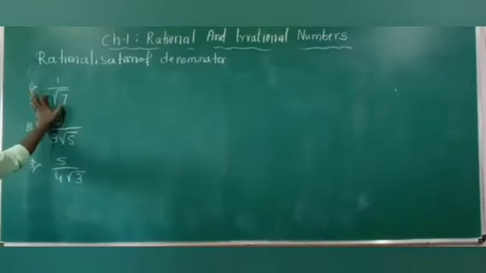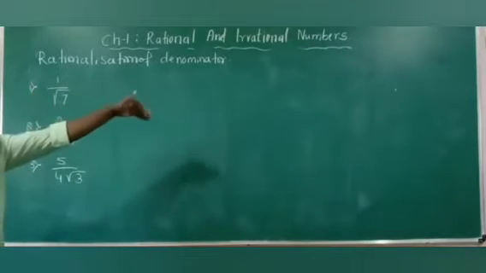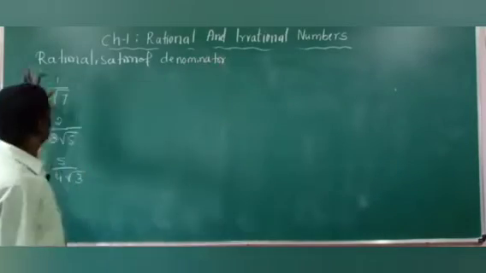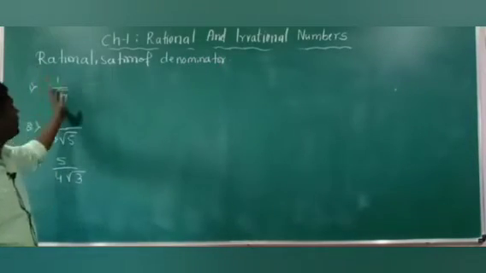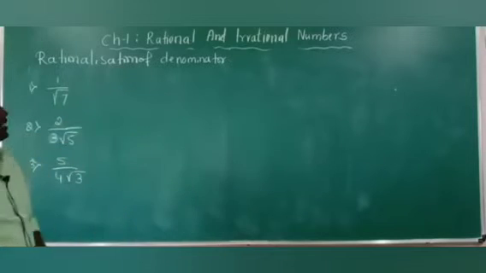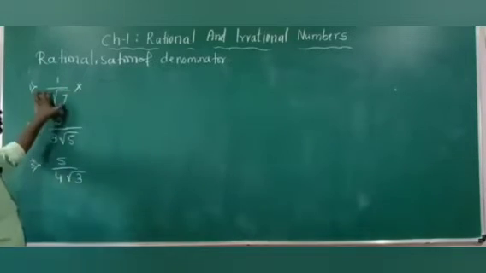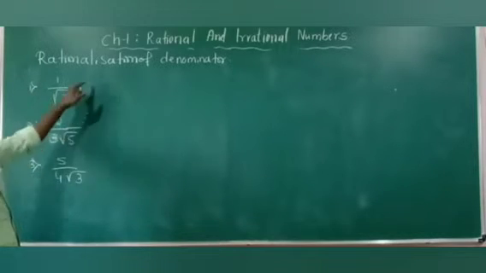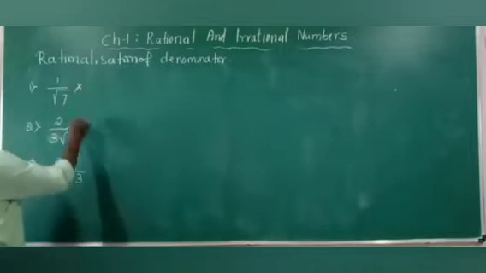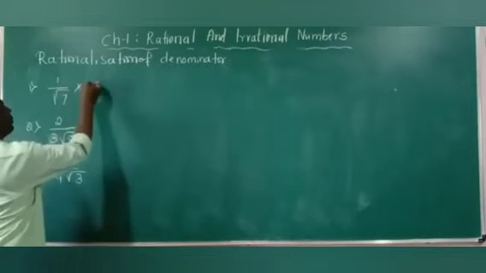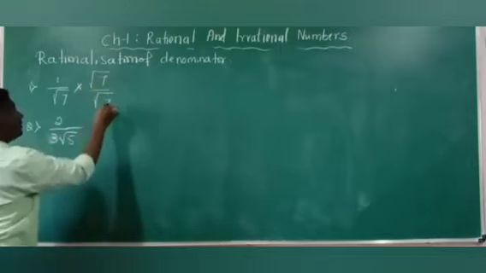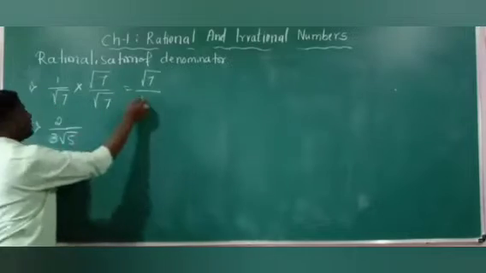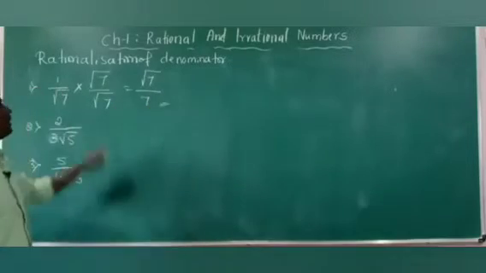The least rationalizing factor, what we already discussed, no? We need to multiply the least rationalizing factor for the given question, and we will convert it into a rational number. So we need to multiply the rationalizing factor of the denominator for both numerator and denominator. Root 7 into 1 is root 7, root 7 into root 7 is 7. So this is the rationalized form of the first question.